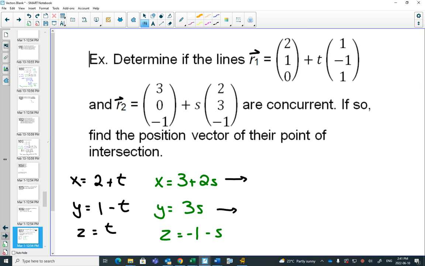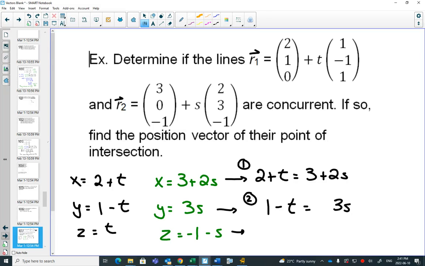Each of these can be equated, and you will get that 2 plus t is equal to 3 plus 2s. Call that equation 1. You will get 1 minus t is equal to 3s. I'll call that equation 2. And you will get that t is equal to negative 1 minus s. I'll call that equation 3.